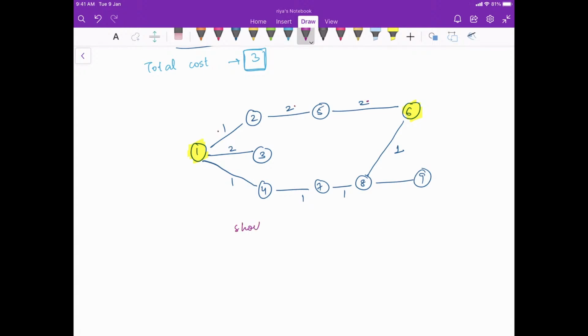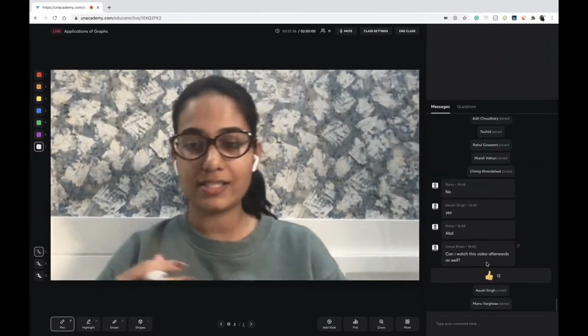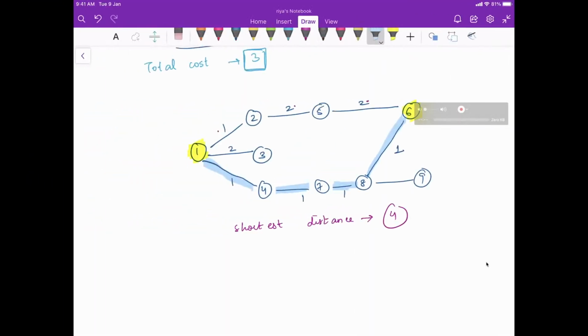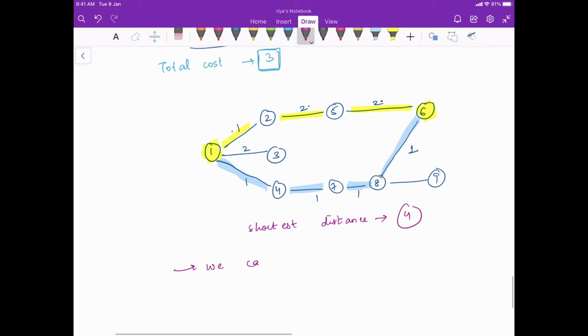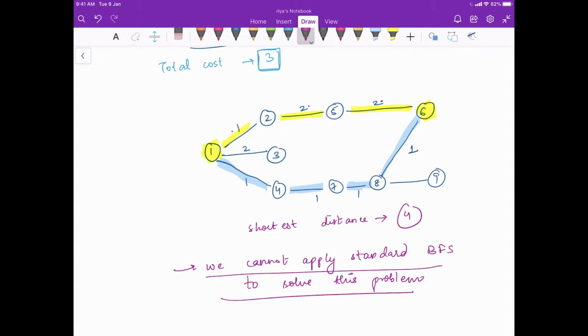But here actually the shortest distance is going to be 4. Why 4? If we follow this path. But this path is something that the BFS will never do, because BFS always touches the closest nodes first, right? So BFS will never go by this path, it will always try to take this path only, but that path is not correct, right? So what we concluded was that we cannot apply standard BFS to solve this problem. Standard BFS can definitely not be applied to solve this problem, right?